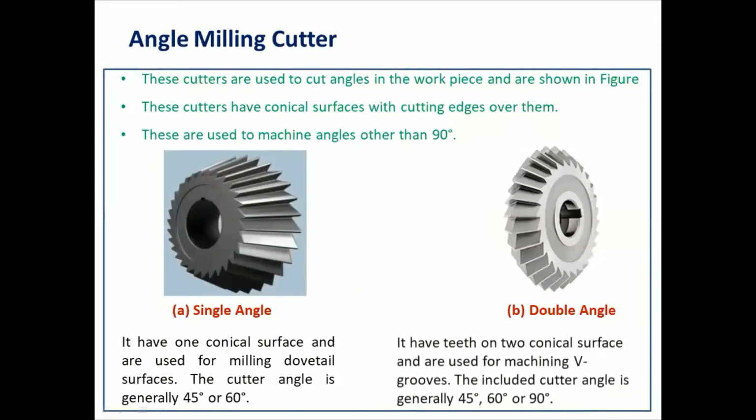In the double angle cutter, the teeth are on the two conical surfaces. Two conical means, if you see here, this is one side, this is the other side. It looks like a V, right? And the included angle of the V is 45, 60 or 90 degrees. Suppose I draw one line, and this is another line. The angle between the two is called the included angle, and the angle of that teeth may be 45 degrees, 60 degrees, or 90 degrees for the double angle cutter. So again, listen, it is an included angle, meaning between these two lines. We are showing the included angle here.